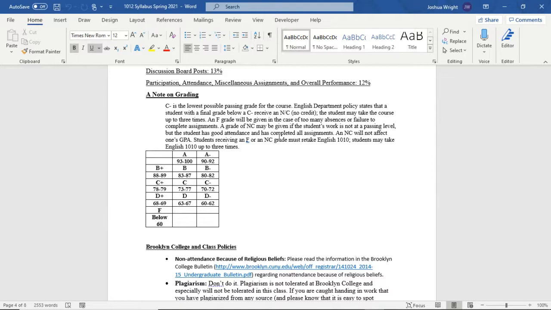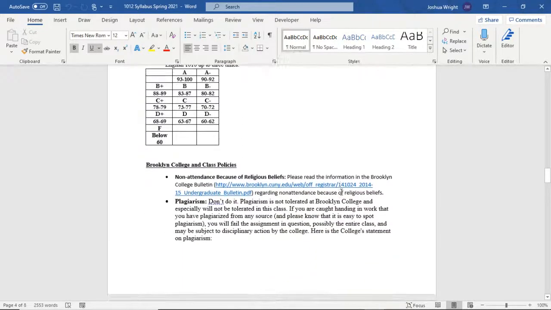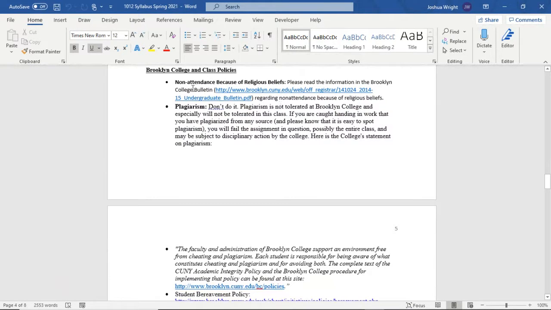But either way, you can take the class up to 3 times. But an F is punitive, where an NC is not punitive. An NC is a kind of constructive evaluation. If you have any religious beliefs that affect your attendance, by all means, let me know. I'm perfectly understanding of that. I think Brooklyn College factors in most major religions into their schedule.